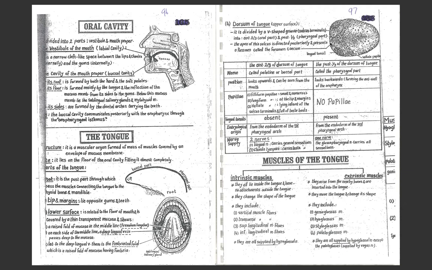The anterior two thirds is the oral part, and the posterior one third is the pharyngeal part. Remember, I told you there's a buccal part and a pharyngeal part. The anterior two thirds is the buccal or oral part, and the posterior one third is the pharyngeal part.